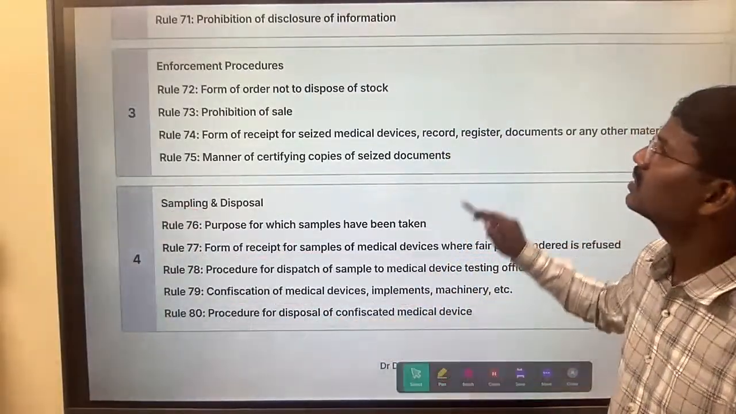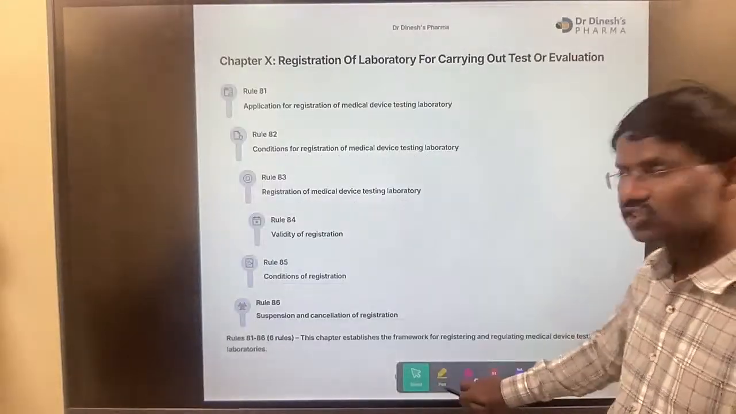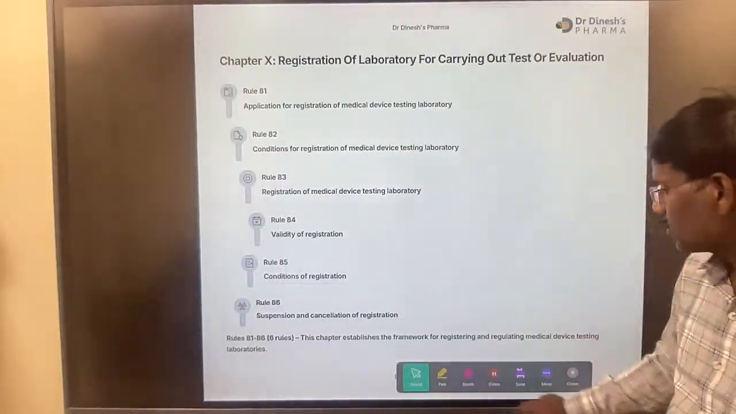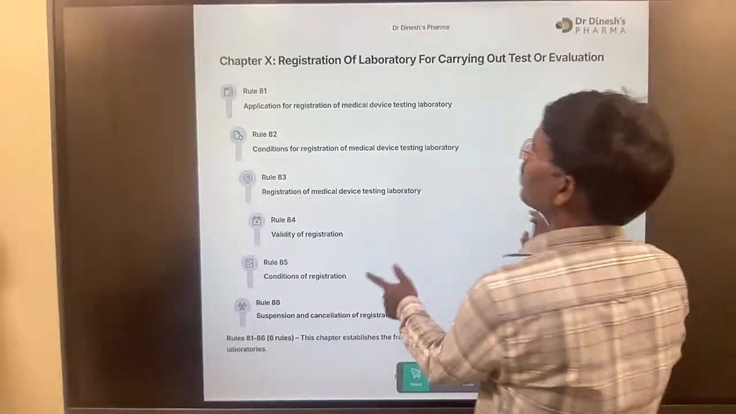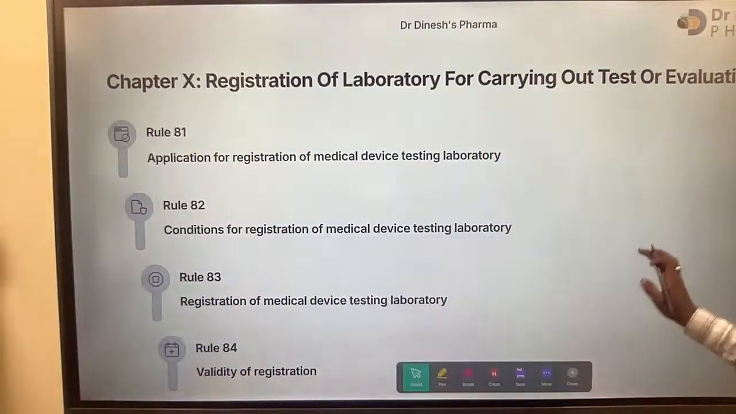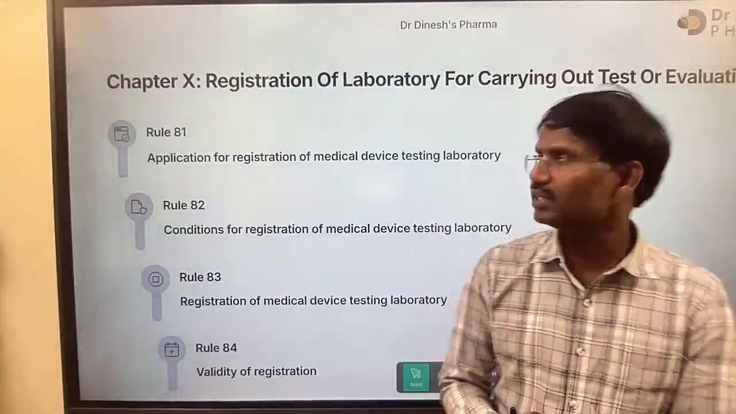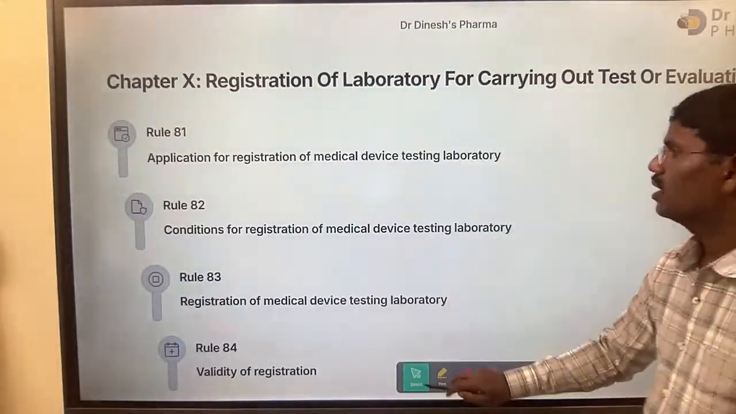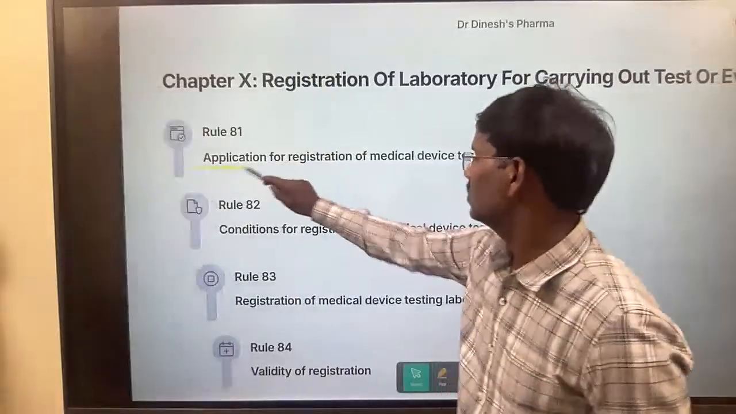So this is chapter 9, important. And coming to chapter 10, again I have to zoom it. So chapter 10 talks about registration of laboratory for carrying out test or evaluation. So, medical device testing laboratory. Here different rules are there. 81 talks about application.